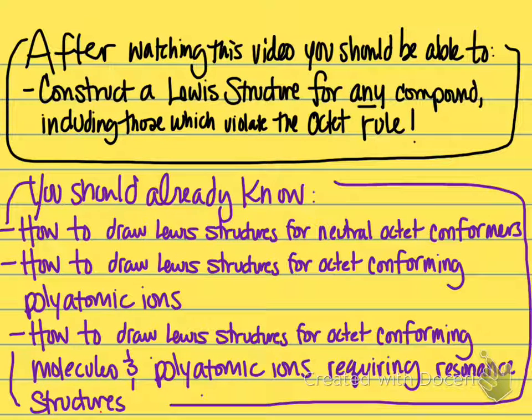Now, what you already need to know is how to draw Lewis structures for neutral octet conformers, how to draw Lewis structures for octet-conforming polyatomic ions, as well as how to draw Lewis structures for octet-conforming molecules and polyatomic ions which require resonance. Whew, that's a lot of stuff.